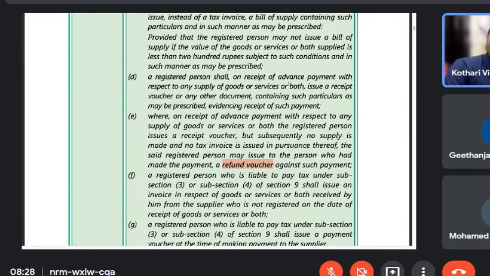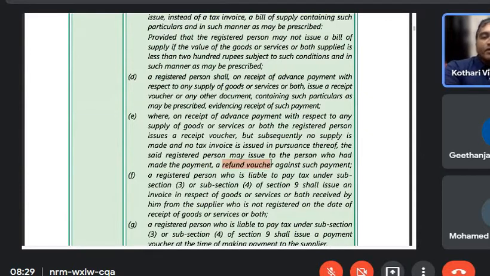So what happens? I am issuing a receipt voucher. When I receive an advance for taxable services, I have to issue a receipt voucher. Now, someone has received the advance, the work is not done, the contract is cancelled, then what do they have to do? They have to repay or refund the advance. So when a taxable advance is received and the contract is cancelled and you are refunding that amount, what do you have to issue? You have to issue a refund voucher. So that is your fifth document in GST.